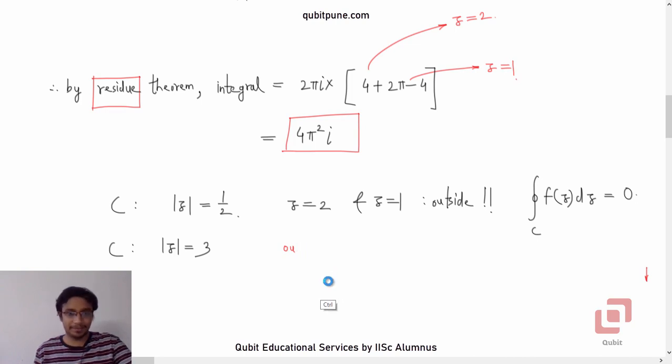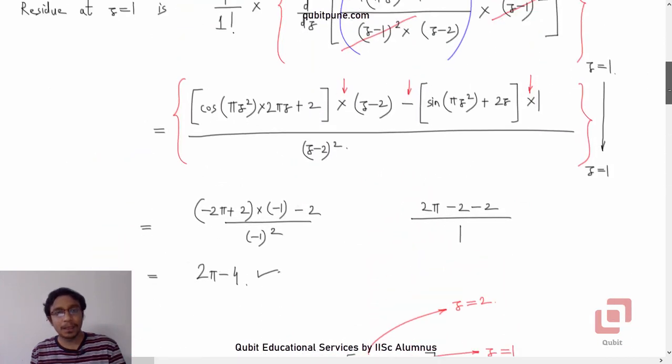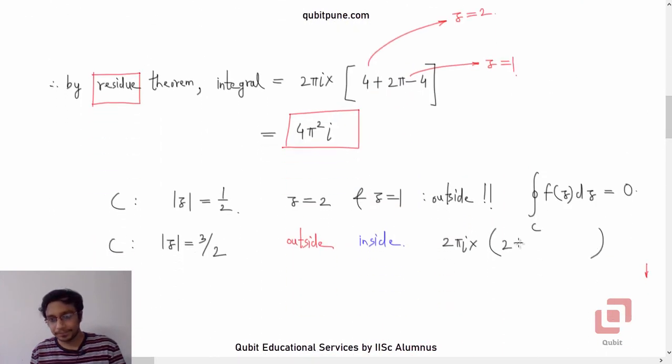Sorry, I should change it. Instead of 3, suppose I take mod z equal to 3 by 2. Yeah, this works. So then z equal to 2 will be outside, but z equal to 1 will be inside. Okay, so in this case, what is going to be the value of the integral? The value of the integral will be 2 pi i into the residue only at z equal to 1, which is 2 pi times minus 4.